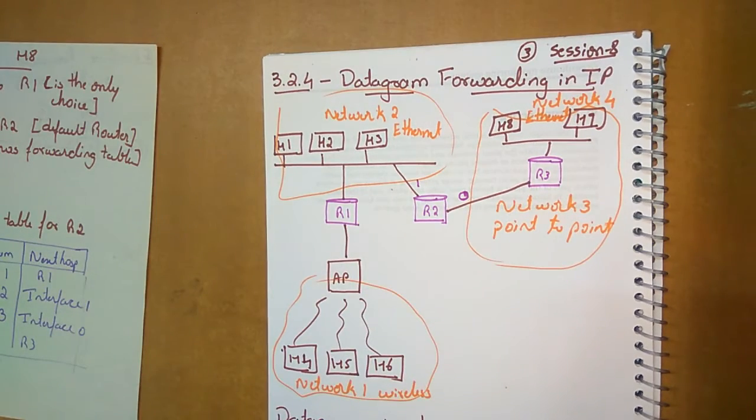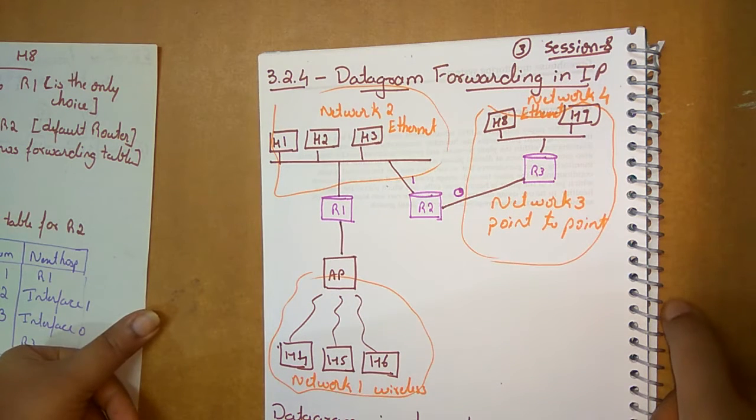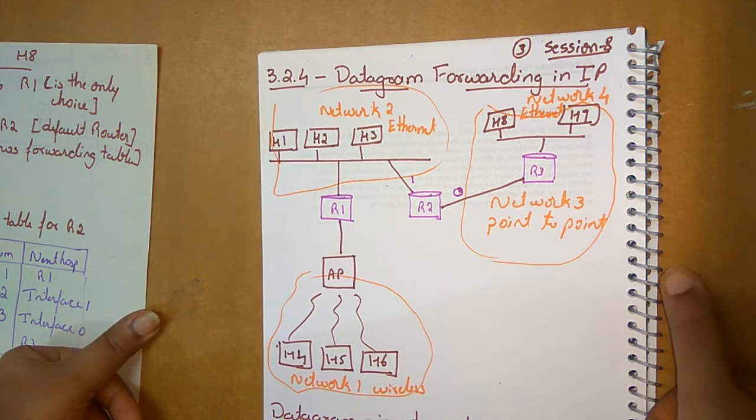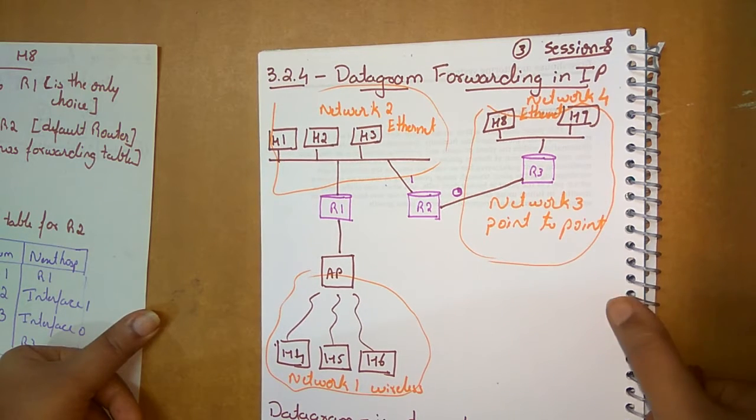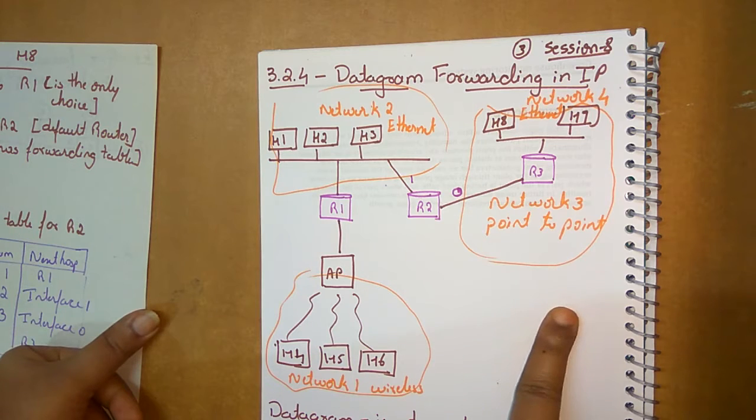Every router will maintain a forwarding table. When a packet comes with a complete IP address, the router has to maintain a forwarding table. How is it maintained? Let's see with the diagram.